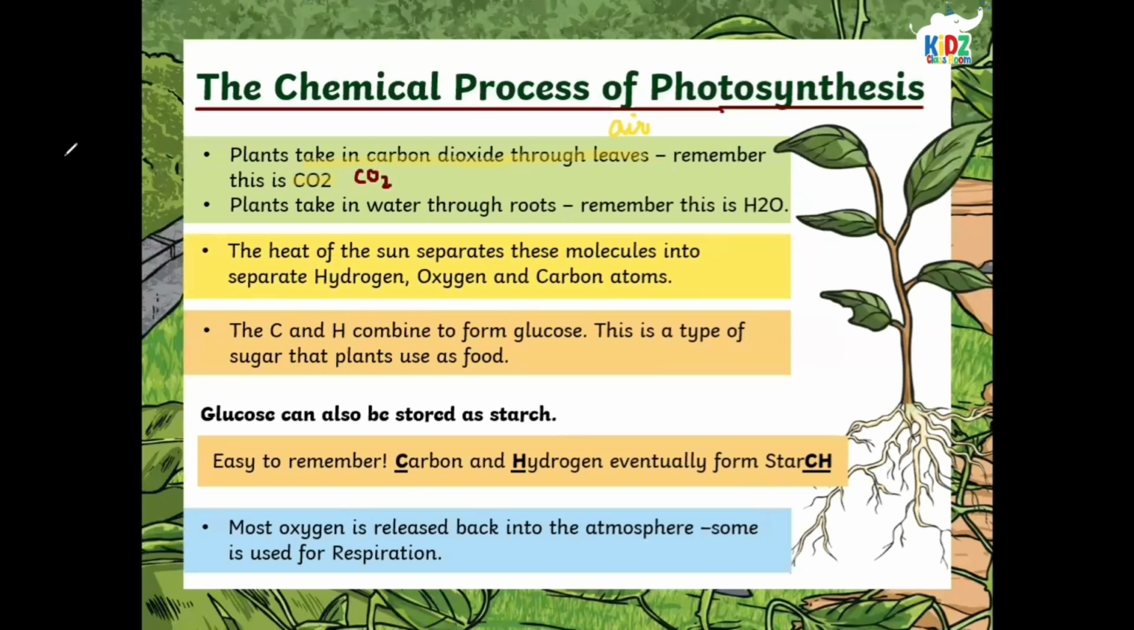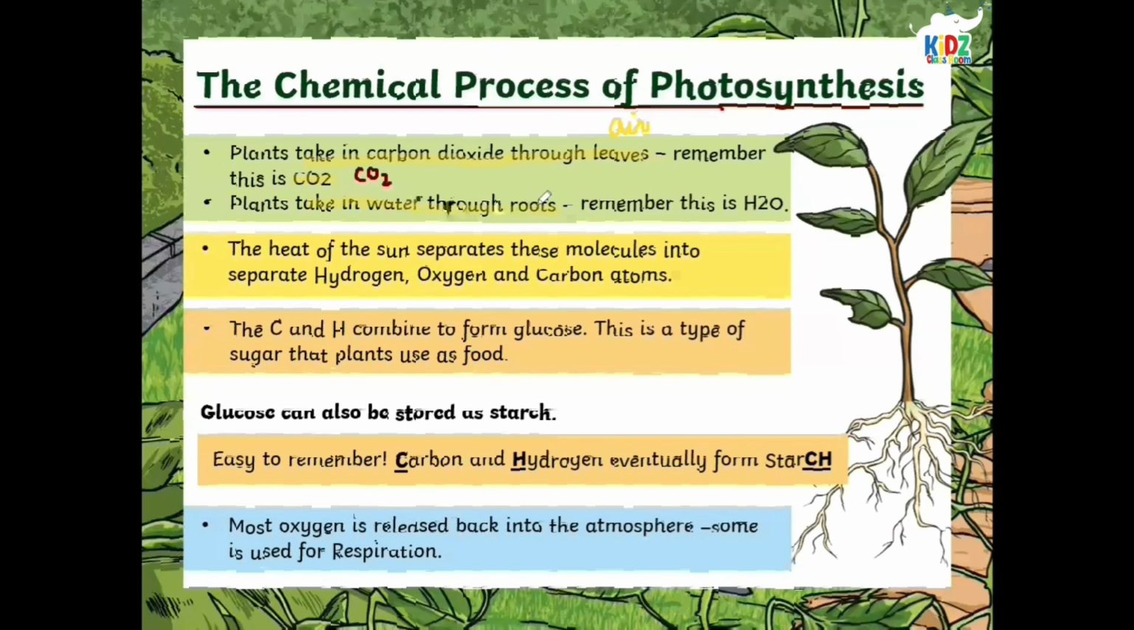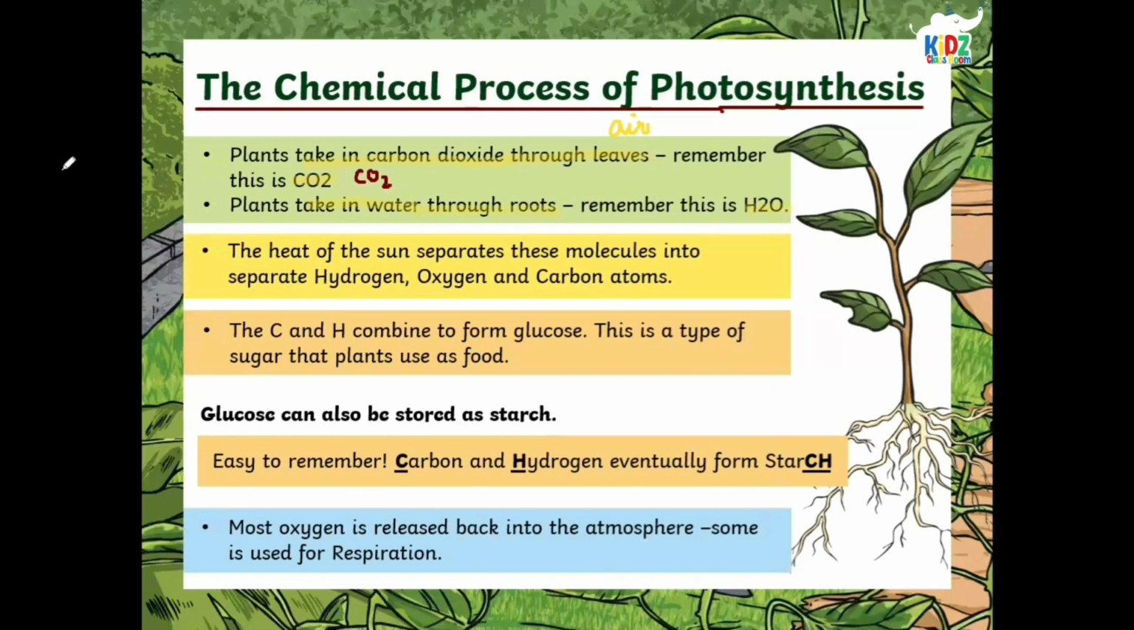And then what was the other input of plants? It was water. So plants take in water from where? Through roots. And remember, this is H2O. Water is chemically written as H2O. CO2 represents 1 carbon atom and 2 oxygen atoms, and H2O represents 2 hydrogen atoms and 1 oxygen atom. Okay, so how does this chemical process of photosynthesis take place?